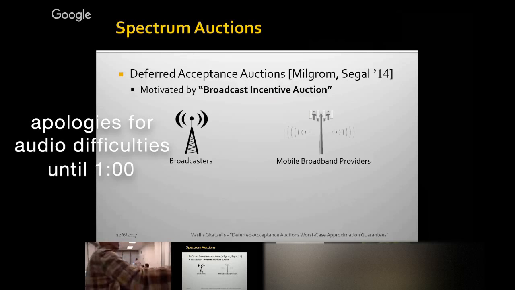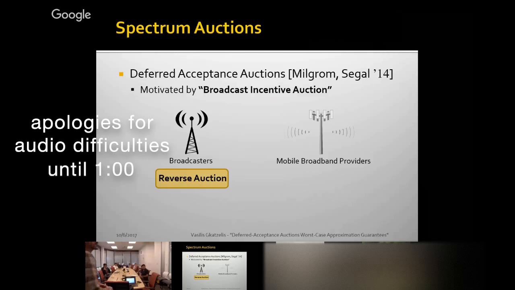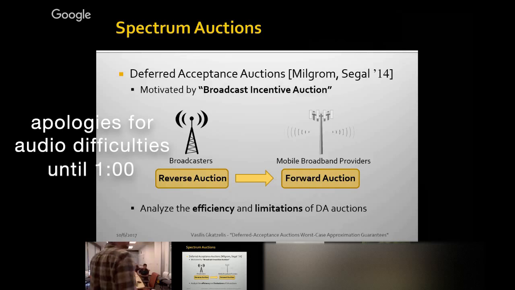So it was more valuable. This same spectrum was now more valuable to mobile phones than it was for broadcasters. So the goal of this was to first run a reverse auction to the mobile broadband providers. And they define this class of auctions that I'm going to be defining formally.